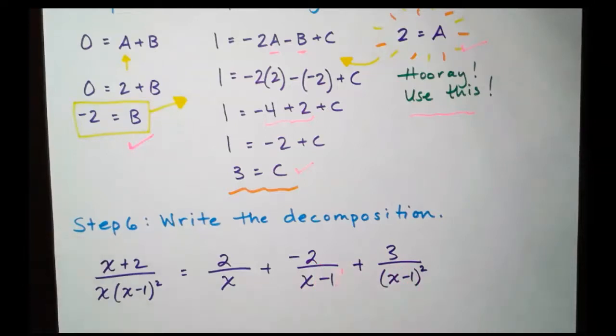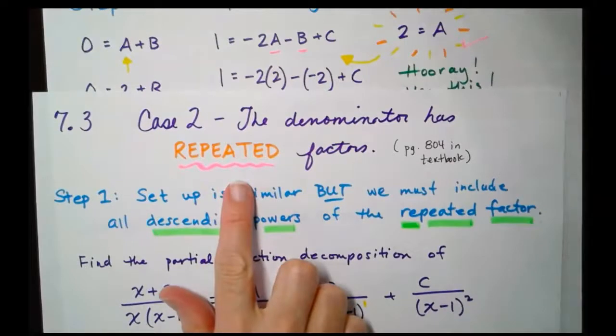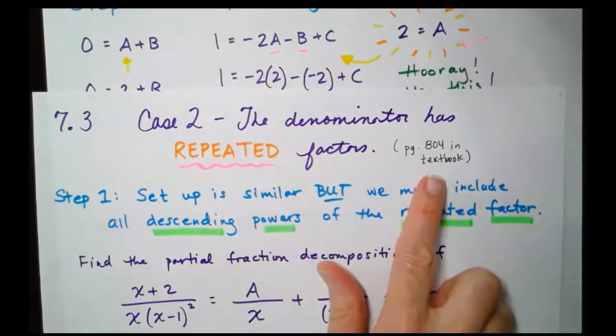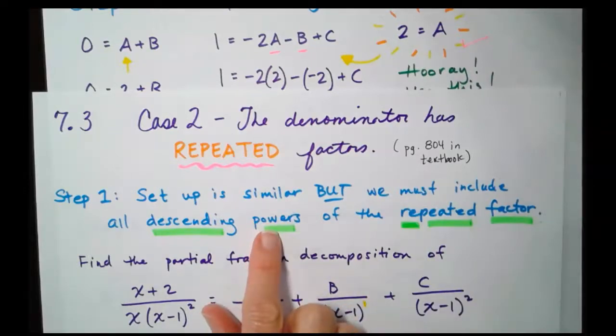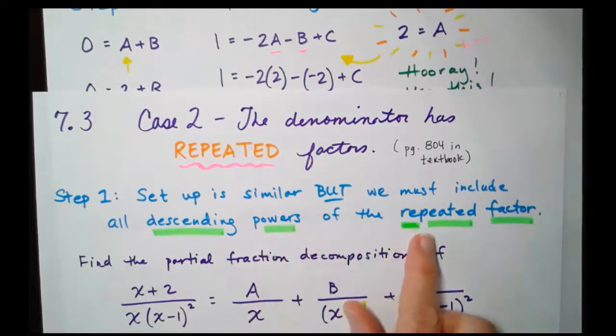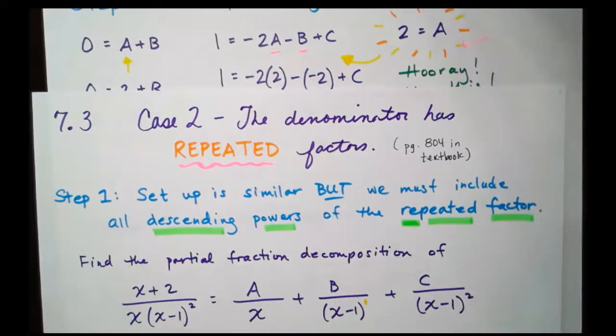So the big idea here, all the way back to step 1, is if the denominator has repeated factors, and you can also see this in our textbook on page 804, the setup is similar, but we must include all descending powers of the repeated factor. That is case number 2.